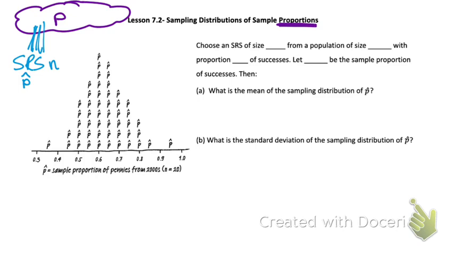And then guess what we're going to do? We're going to repeat that over and over and over again until we create this sampling distribution that is full of p hats.